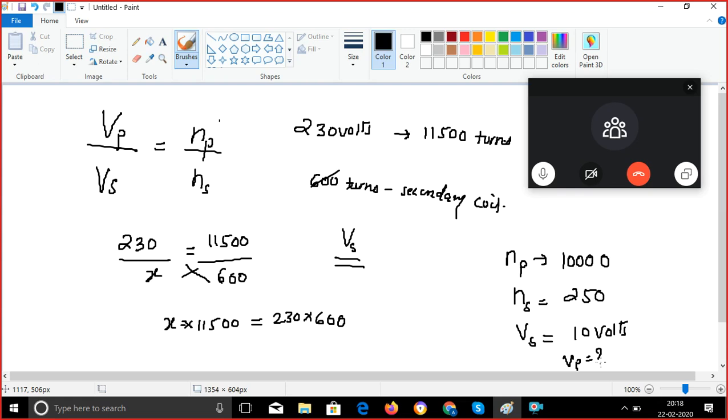Okay, so the primary voltage is 400 volts. Yes, that's right.